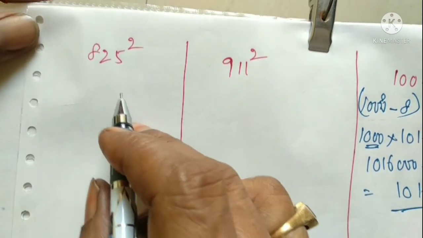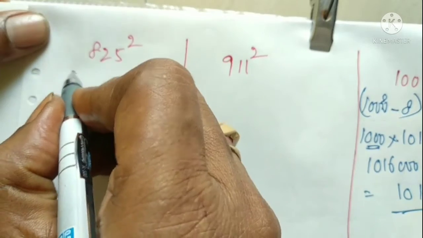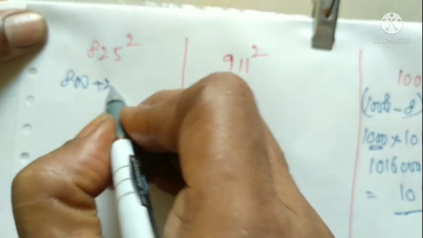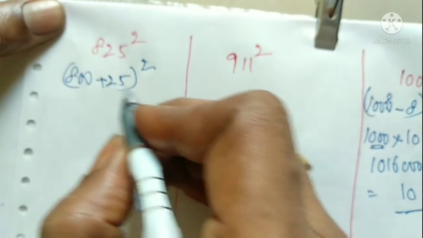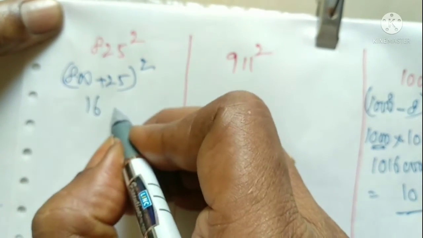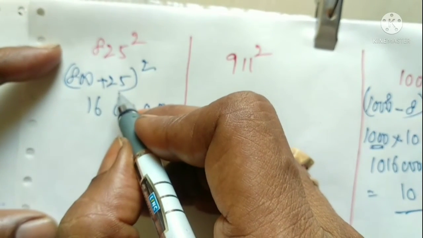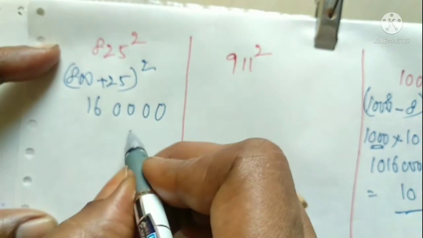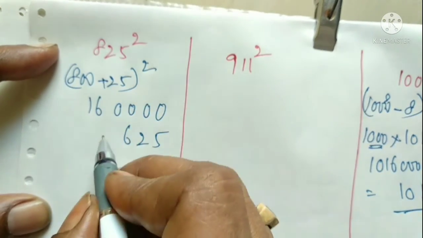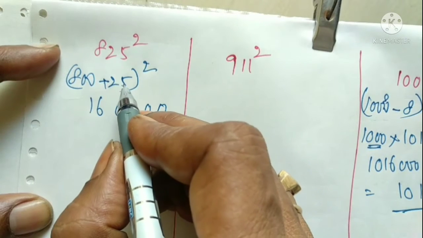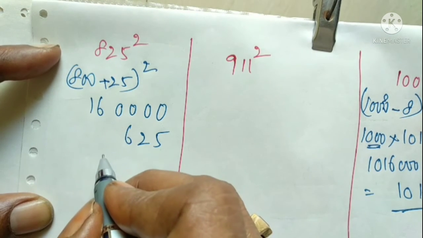Now let us see another example. 825 square. Now it is 800 plus 25 square. Okay, 800 means 16 and then 4 zeros. 25 25 ja, we know it is 625. Now 2 into A into B. 2 into 25 into 800. It is 40,000.